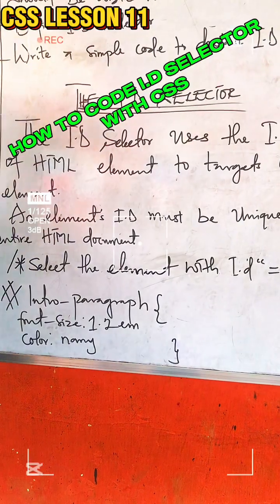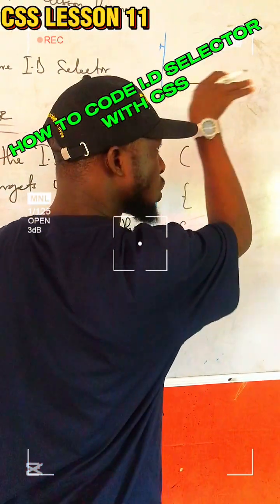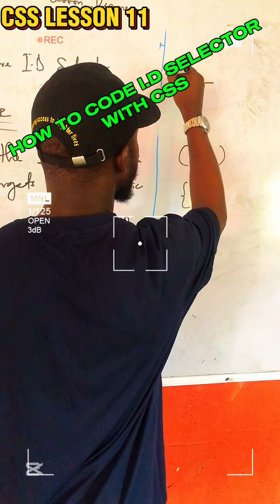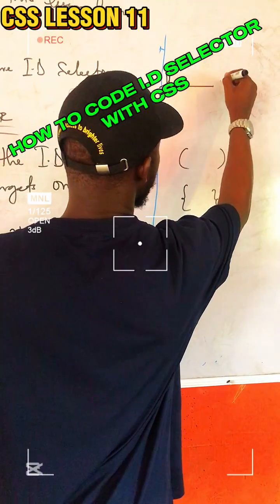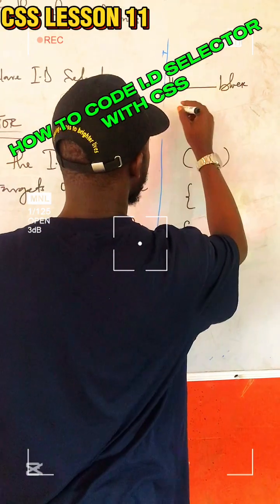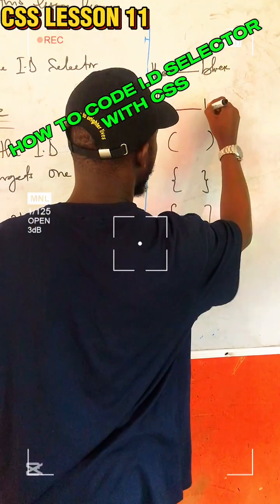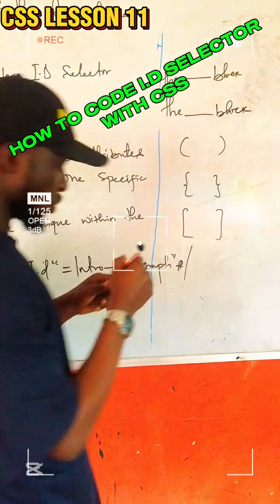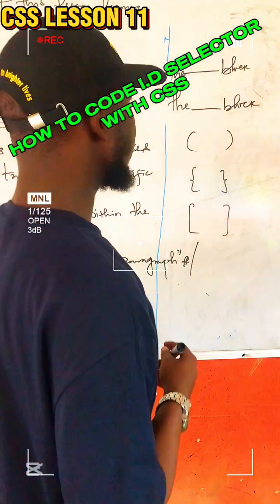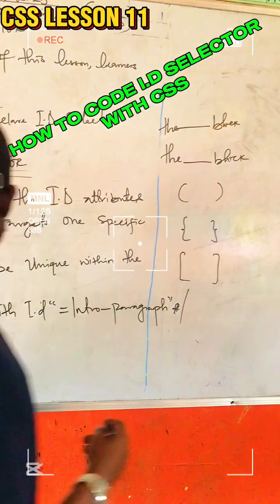The difference between hyphen and underscore is just this. This is a hyphen. A hyphen will be in between what you have written, for example, this-is-the-block. Then underscore will be this_is_the_block. So this is just the difference. In CSS, we don't use space. We use either one of the two.